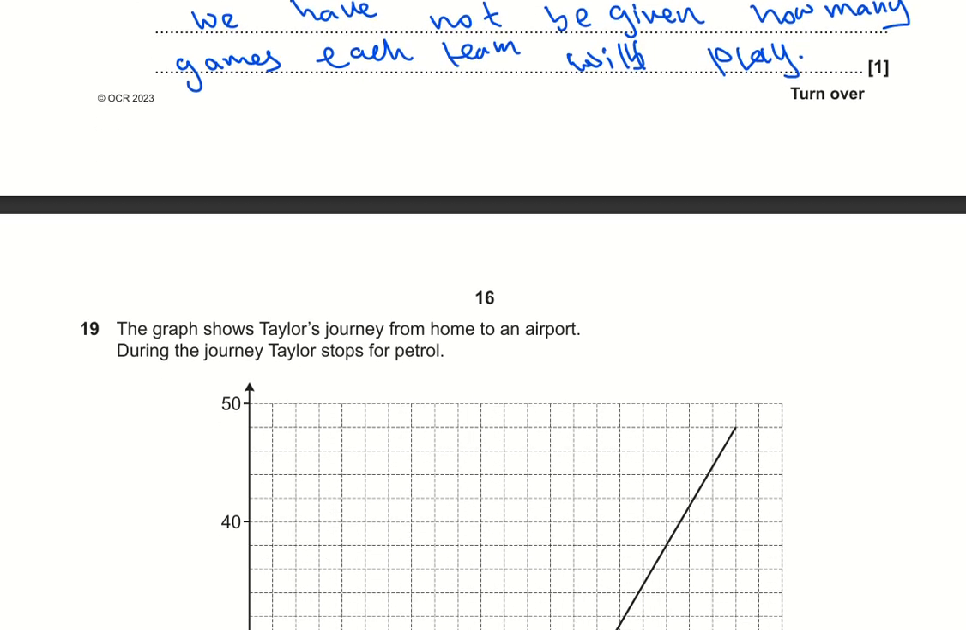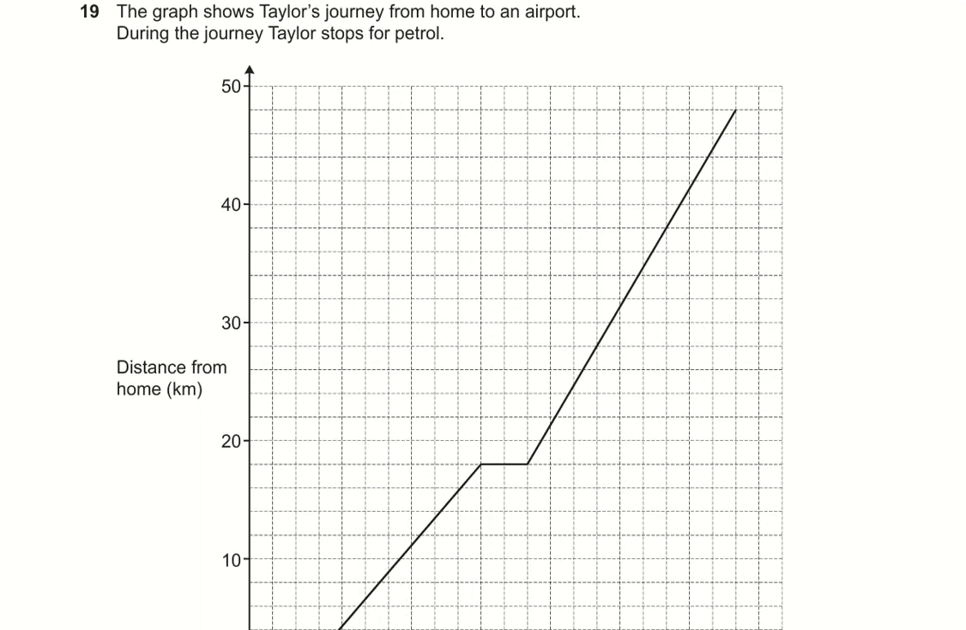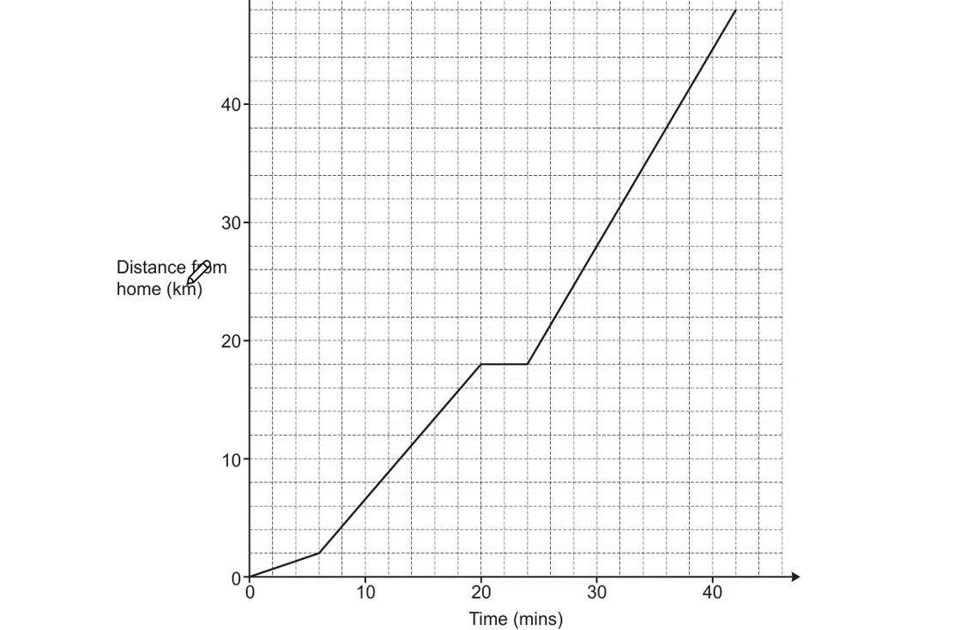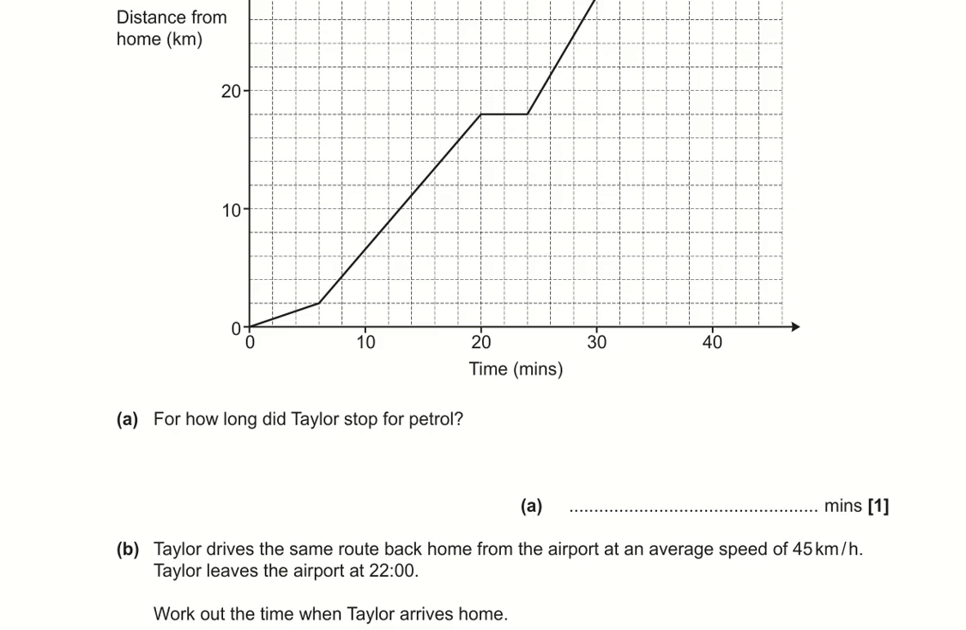Read the question. The graph shows Taylor's journey from home to the airport. During the journey, Taylor stops for petrol. Here you can see the distance from home, and this side is time in minutes. The question is, for how long did Taylor stop for petrol?